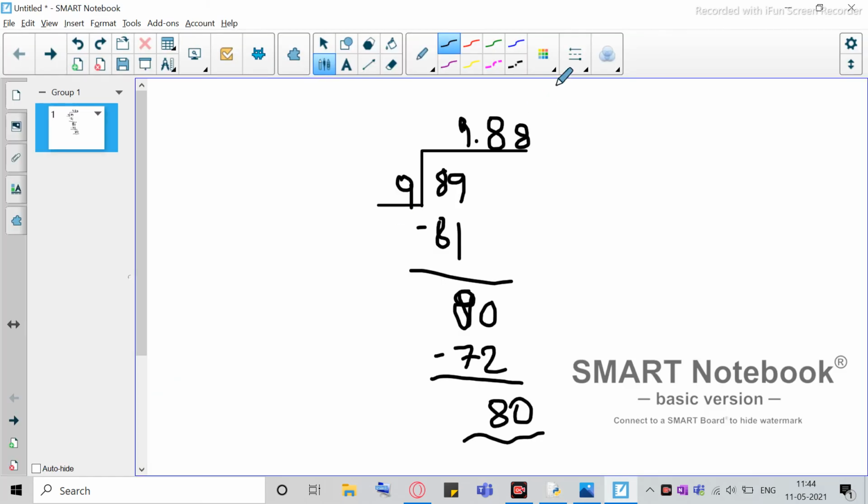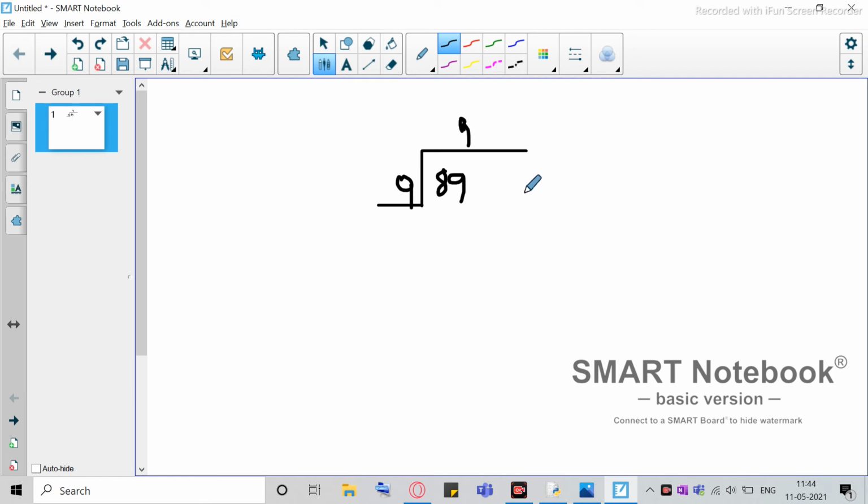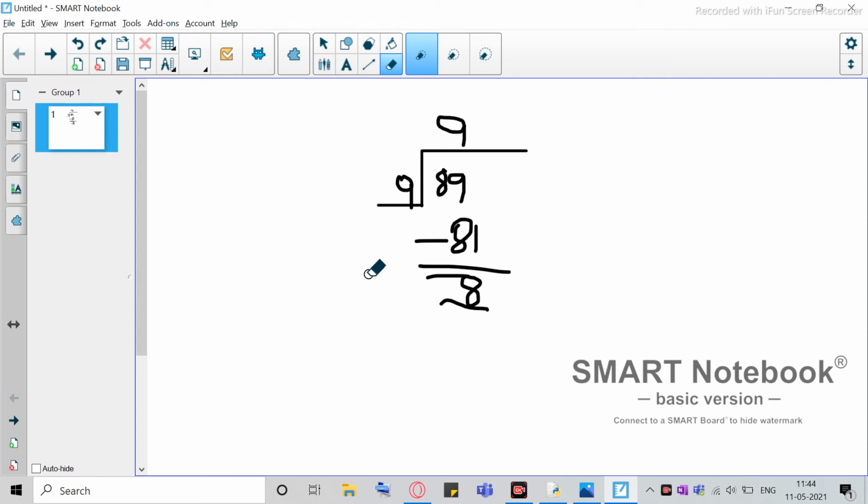But imagine if we don't want all this. I'll remove all this. What if we don't want the decimal form? We just want the quotient and the remainder. So nine nines are 81, minus 81, so we get 8 here. Sorry for this extra line. Okay, so I've removed that. The 9 is the quotient and the 8 right here is the remainder.